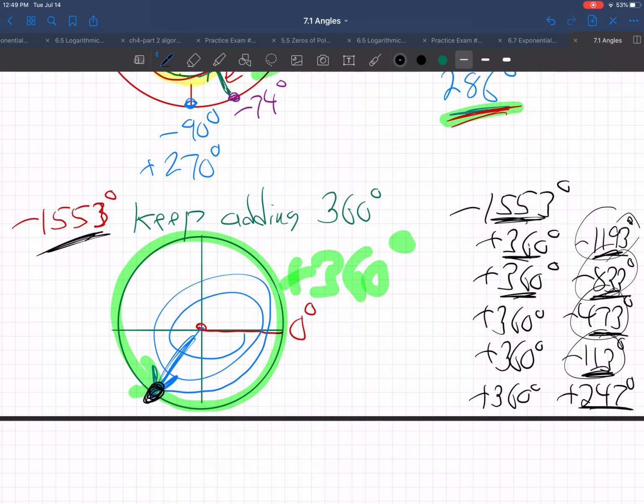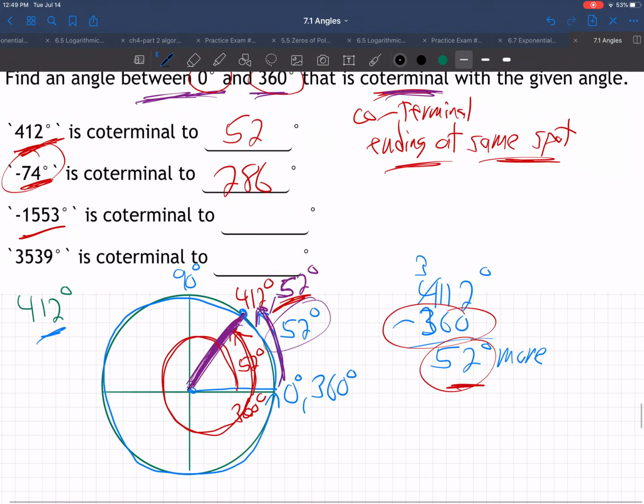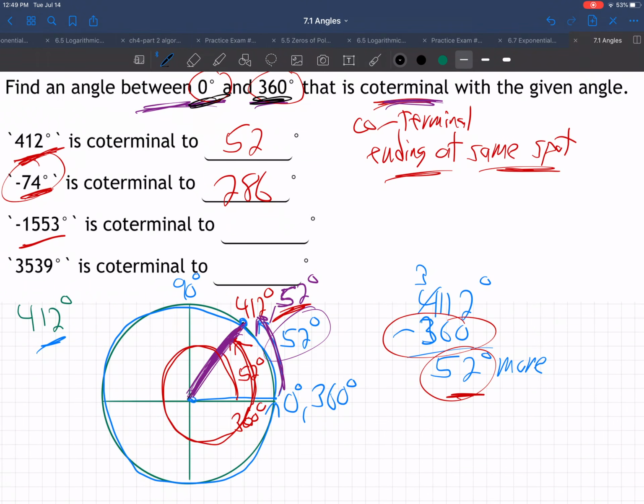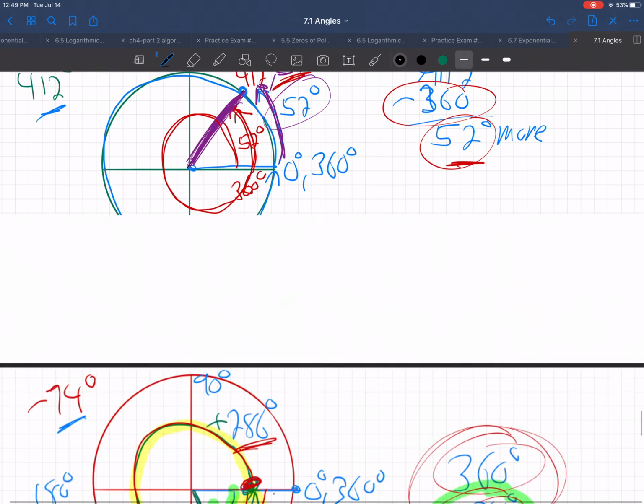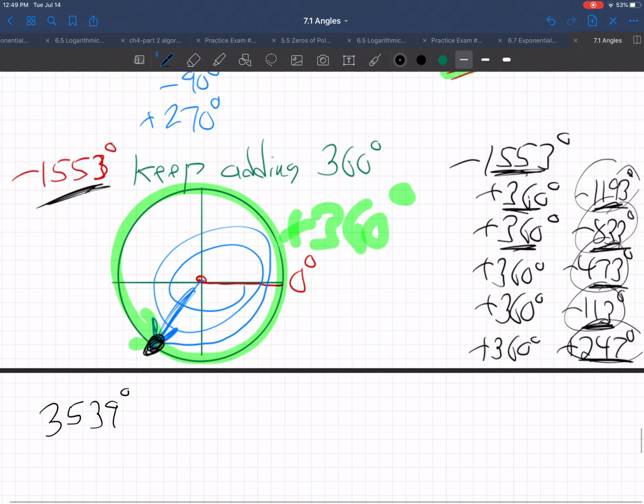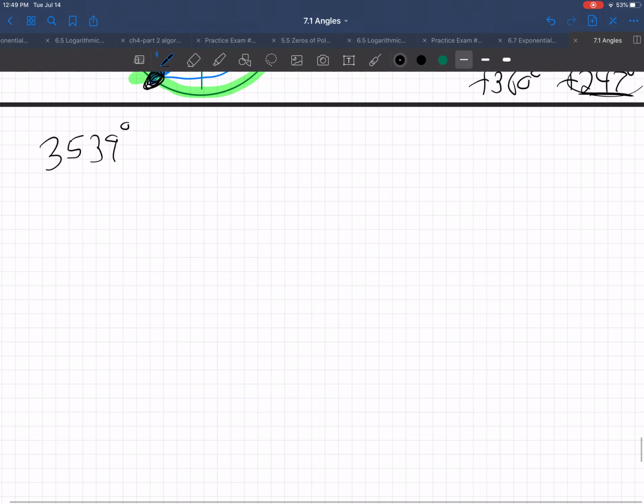We just keep going till you get positive. Positive 247. That's because they want an answer that's between 0 and 360. So positive 247 is coterminal, ends in the same spot as negative 1553. Last one, 3539. It's the same thing. 3539 degrees. Did I copy that right? 3539, yep. So I'm just going to start subtracting 360.